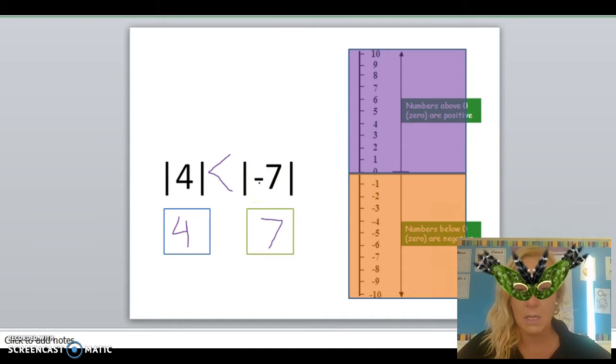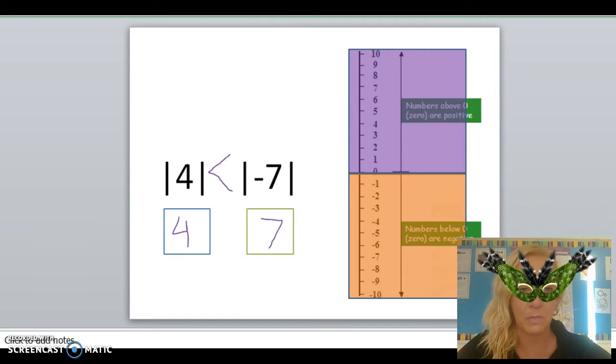Some kids think that the absolute value means the opposite or just making it positive, but I want you to really understand what the bars mean. Yes, for the most part, the number becomes positive unless there's a negative sign outside of the absolute value.